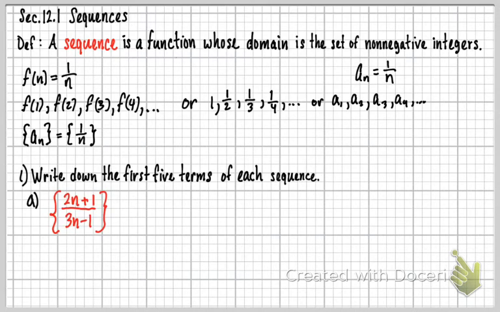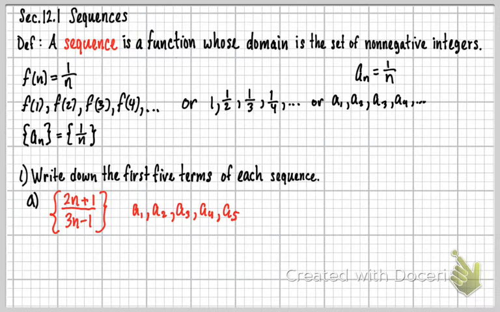So let's take a look at this problem. It says write down the first 5 terms of each sequence. So we just have to write down the first 5 terms. We need a1, a2, a3, a4, and a5. That would be the first 5 terms.